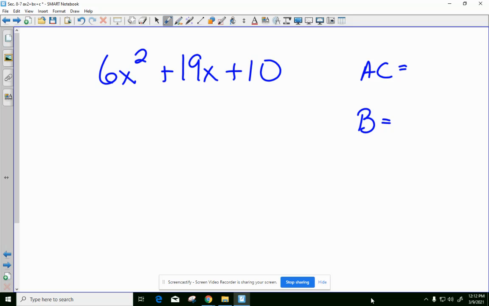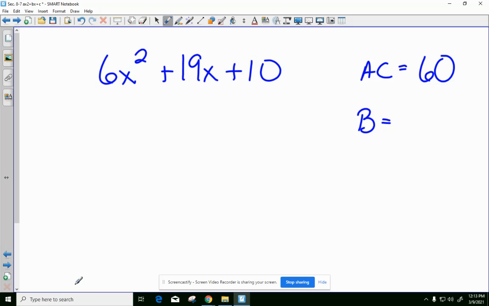Multiply A and C together. Tell me what you get. A and C. You get 60. 6 times 10, you get 60. Now this statement is going to sound very similar to yesterday. Tell me something that multiplies to 60 and adds to 19. Okay, so that sounds very similar to yesterday's question, right? Instead of saying what multiplies to C that adds to B, now you're going to say what multiplies to AC that adds to B. 15 and 4.